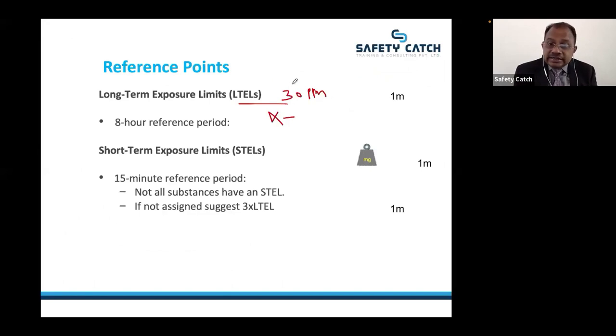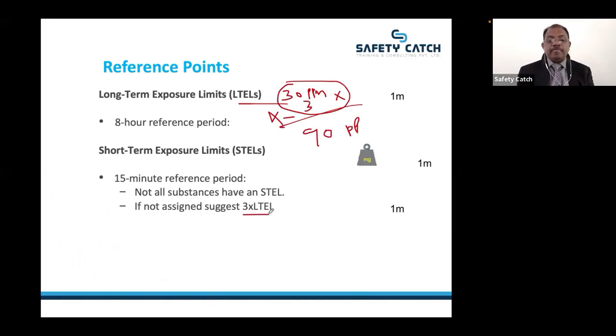Suppose LTEL is 30 ppm, but STEL is not given. Then what do you do? You just multiply this by 3. That will be the STEL. So 90 ppm can be taken as STEL if it is not specified. So 3 times LTEL is equal to STEL if it is not provided.